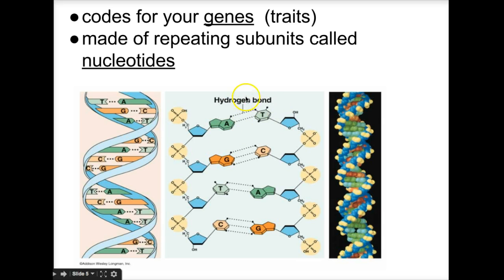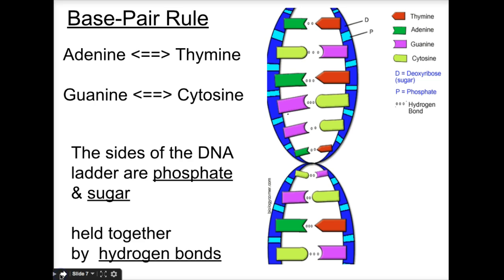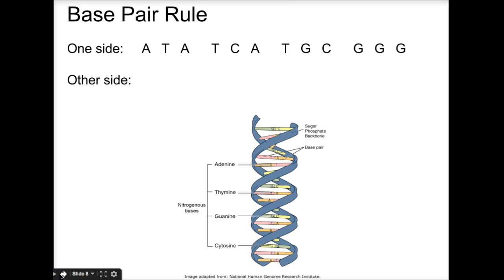So the base pairs are always held together by hydrogen bonds, and remember, DNA is made up of repeating units called nucleotides. So again, this is the phosphate, this is the sugar, this is a base. So this right here is a nucleotide, right? This whole rung right here, these are two nucleotides with a base pair held together by a hydrogen bond. All right. So base pair rule, remember, A's always pair with T's, G's always pair with C's.